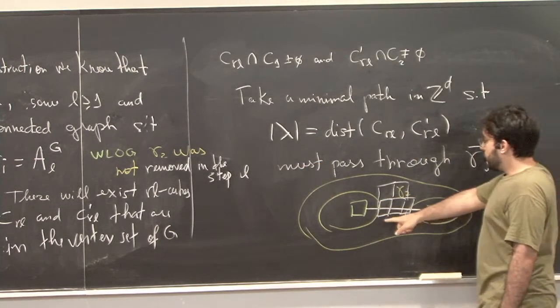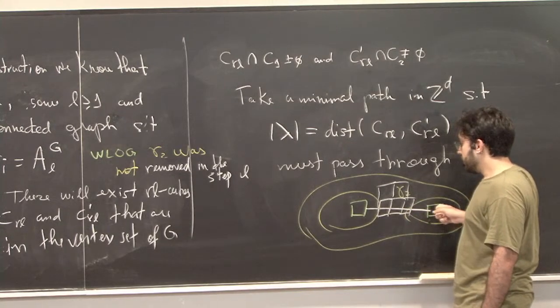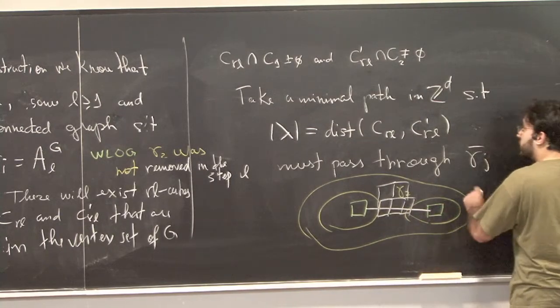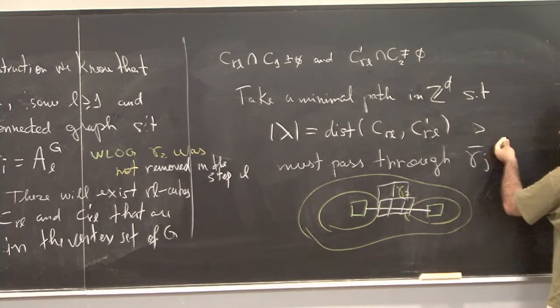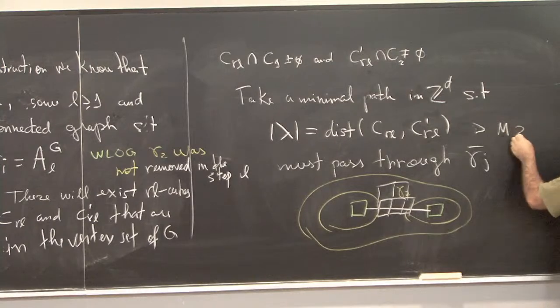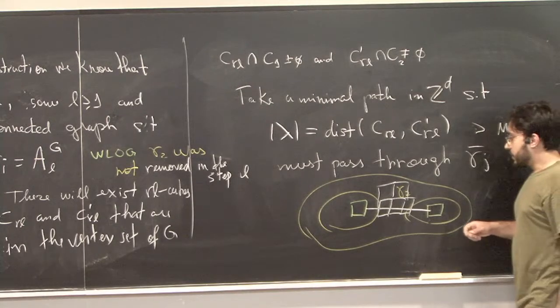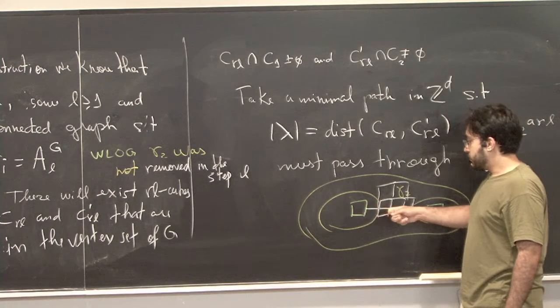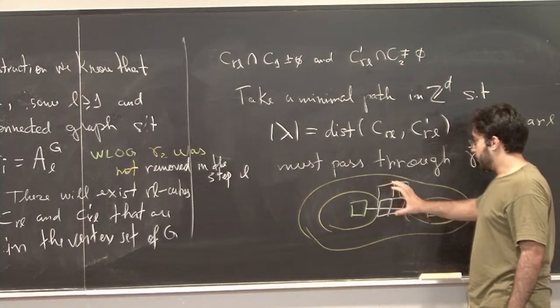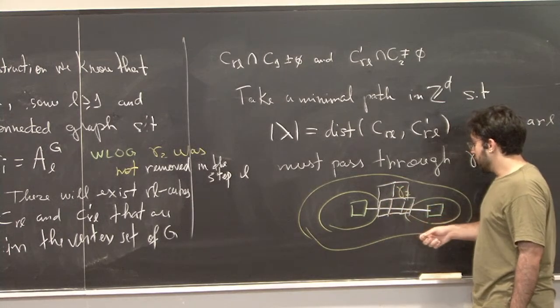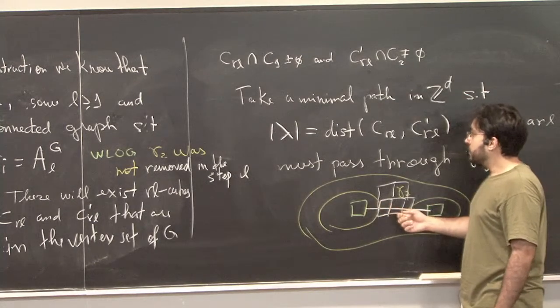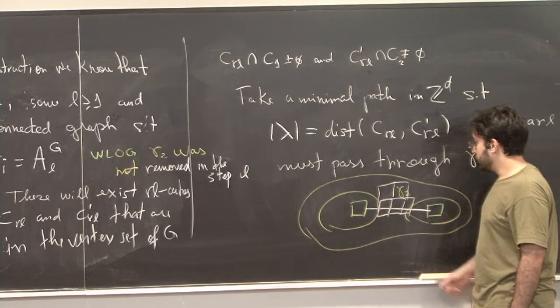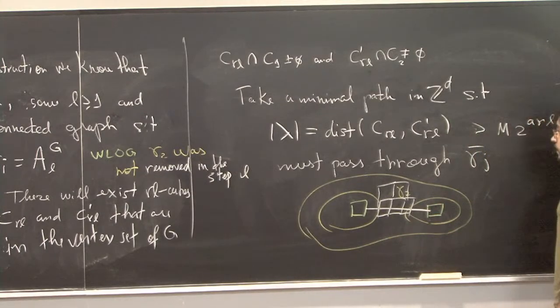So since this was from a different connected component, this means that the distance between these two cubes must be larger than M times RL. Okay? Because this cube is not connected to the part of the graph covering gamma J, so there is no edge between them, and by our construction, there is no edge exactly when the distance is something like this. Okay.